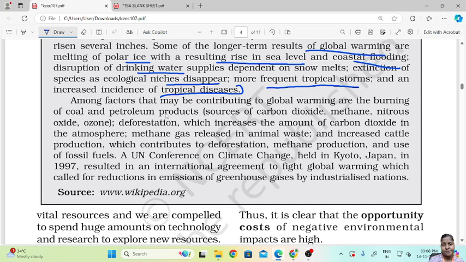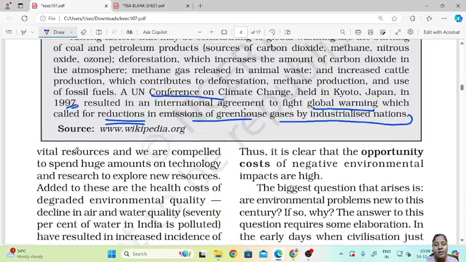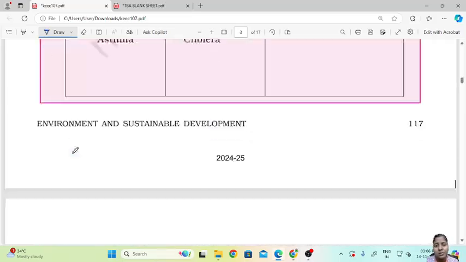Then, a UN conference on climate change was held in Kyoto, Japan, in the year 1997. This resulted in an international agreement to fight global warming, which called for a reduction in emission of greenhouse gases by industrialized nations. So this is with regard to global warming.